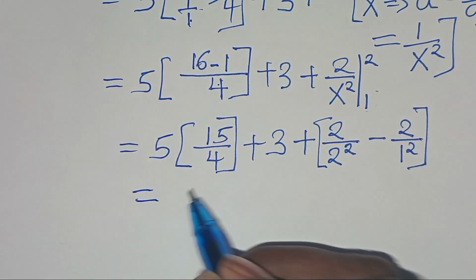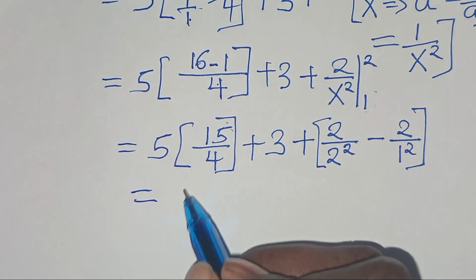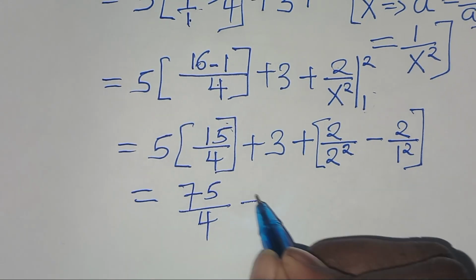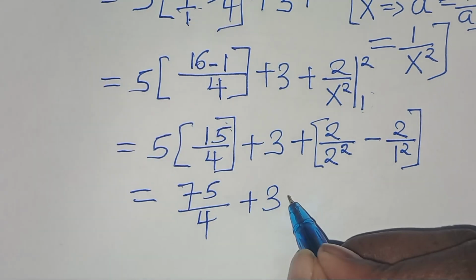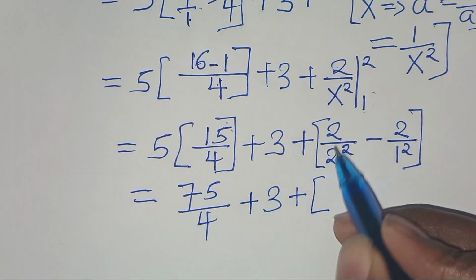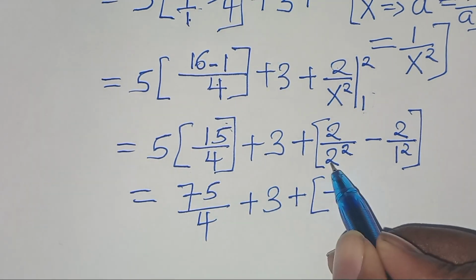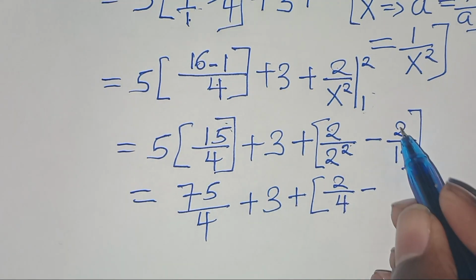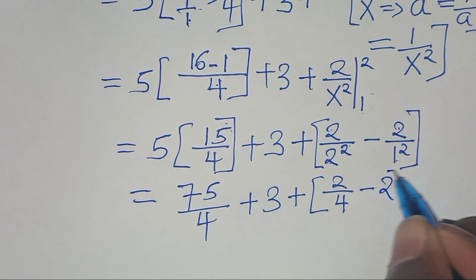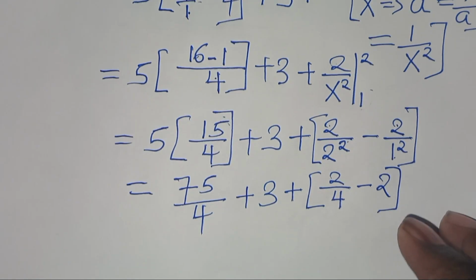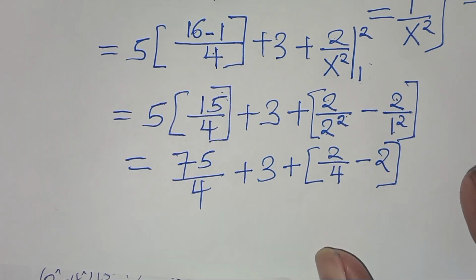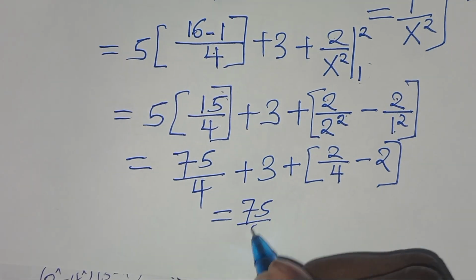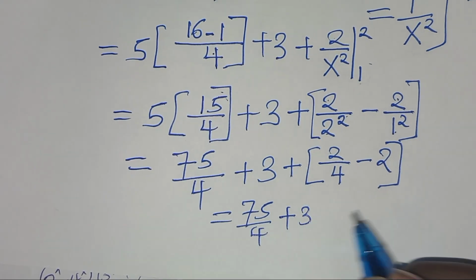Now, this is equal to 15 times 5. This is 75 over 4. Then plus 3. Then plus, now here we have 2 over 2 squared. This is equal to 4. Subtract, now 2 over 1. This is the same thing as 2. So this implies that here we have 75 over 4 plus 3.